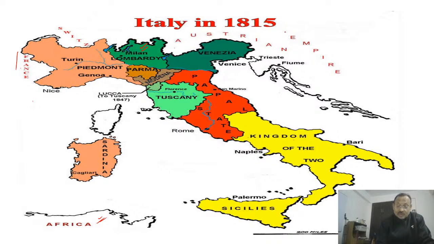It was also known as the two-step process. First, it tried to gain independence from Austria, and secondly, it had to unite the independent Italian states into a single entity.